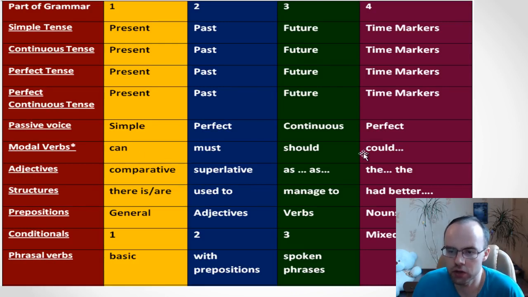So there are other modal verbs, but you need to start with these modal verbs, and you also need to be able to say something in the past using these modal verbs. For example, you should have done it yesterday. So you need a perfect infinitive after should and some other modal verbs.